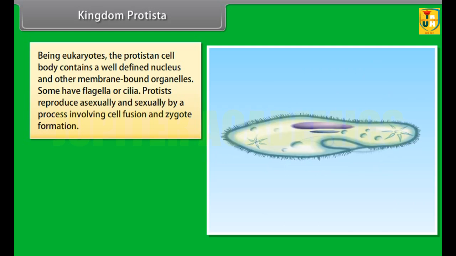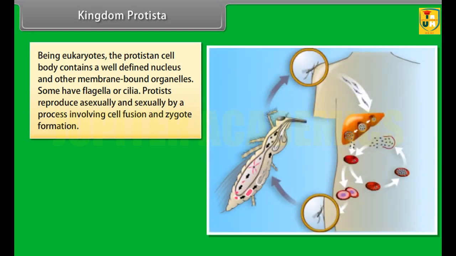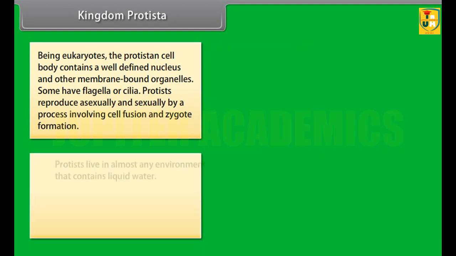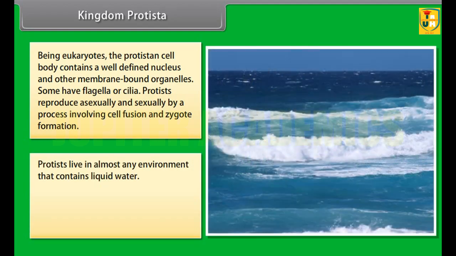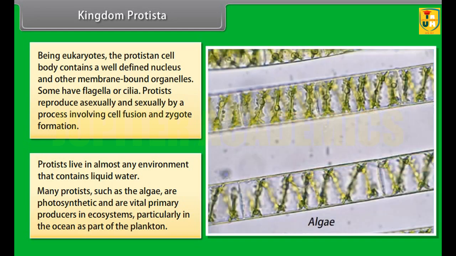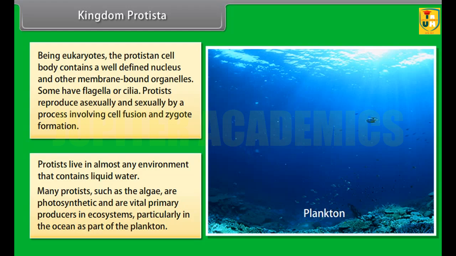Protists reproduce asexually and sexually, by a process involving cell fusion and zygote formation. Protists live in almost any environment that contains liquid water. Many protists, such as the algae, are photosynthetic and are vital primary producers in ecosystems, particularly in the ocean as part of the plankton.